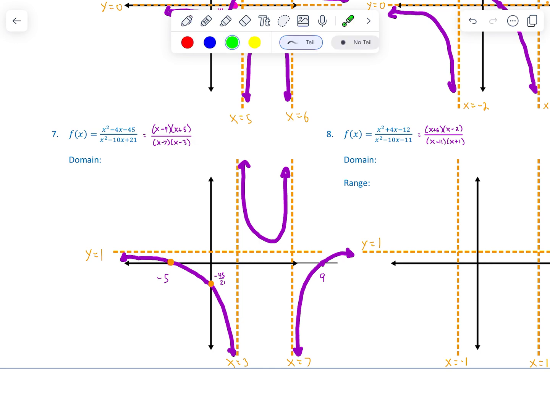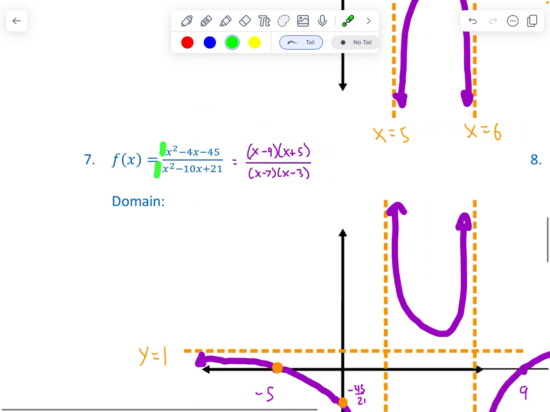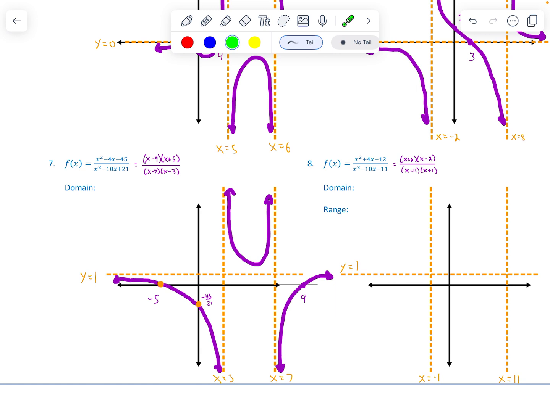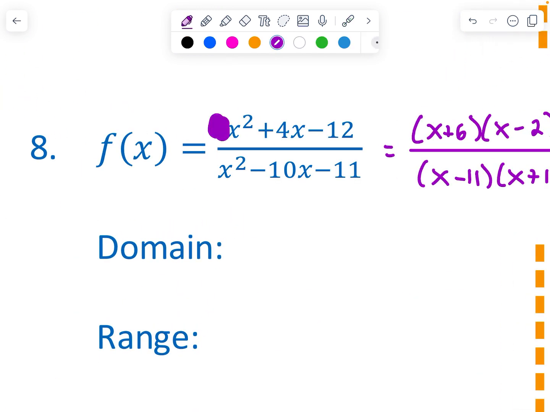Our horizontal asymptote, by the way, is y equals 1, because for the first time, our degrees on top and bottom are the same. And so you take the leading coefficients, which are both 1, and you divide them by each other. So it's just 1 over 1. The same thing is happening on number 8. But remember, if I put like a 4 here and a 7 here, then our horizontal asymptote would be y equals 4/7. Okay, so if that happens, that's how you get something other than y equals 1. It just comes from your leading coefficients.